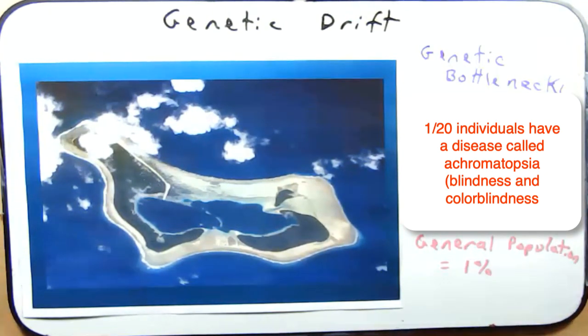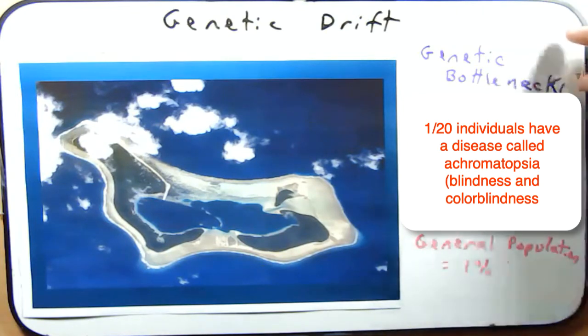So why is it that so many more people on this island have this syndrome of achromatopsia? It turns out of those 20 people who survived, one of them had this syndrome or was a carrier of this syndrome and was able to pass it on to their progeny. It was just luck. It was just by chance, which is the hallmark of genetic drift. It was by chance that one of those 20 individuals happened to have the mutation, the allele, that led to achromatopsia. So that's how a genetic bottleneck can lead to allele frequency changes, but doesn't lead to adaptations.